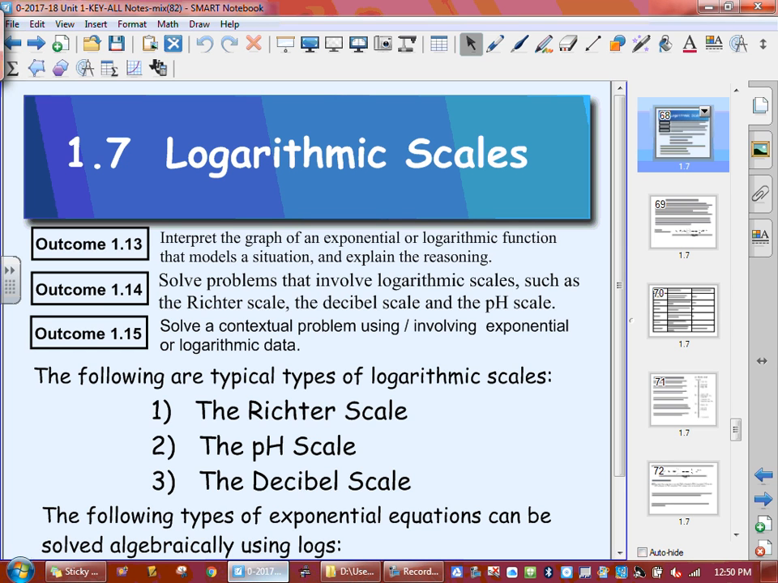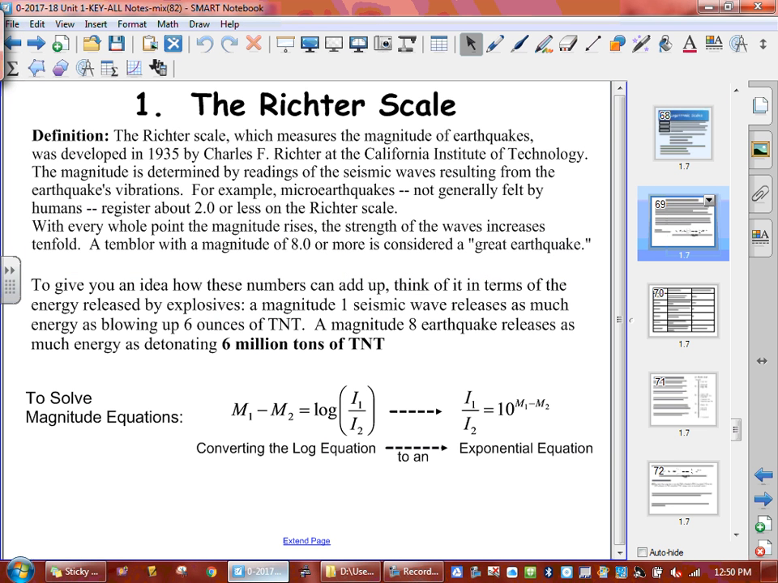So we're starting 1.7, log scales. The three specific log scales we're going to discuss are the Richter scale for magnitudes of earthquakes, the pH scale, and the decibel scale. When we talk about the Richter scale, you can read all about that. But basically, it's telling us that every time you move up the Richter scale, it's a power of 10. So every time you get one more magnitude up, you're increasing the intensity factor by 10, every time.